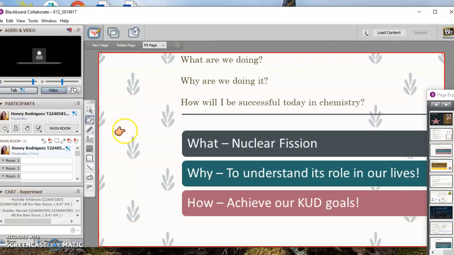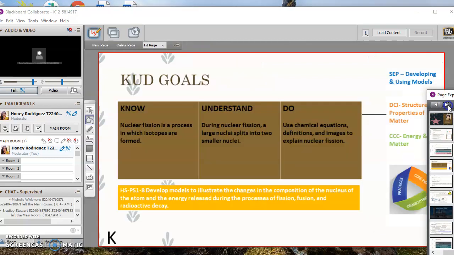So starting off with every class, what are we doing, why are we doing it, and how will I be successful today in chemistry? What we were learning was nuclear fission to understand its role in our lives, and how you were going to be successful by achieving your KUD goals. Our goals were to know that nuclear fission is a process in which isotopes are formed, to understand that during nuclear fission, a large nucleus splits into two smaller ones, and then you were going to use chemical equations, definitions, and images to explain nuclear fission within a breakout room.